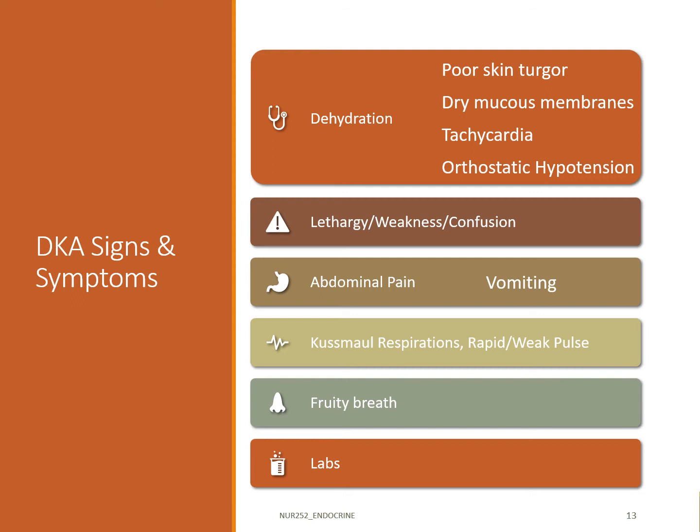Their labs could be as follows: glucose greater than 250, an arterial blood pH less than 7.30, serum bicarbonate less than 15, and ketones in the urine or blood.